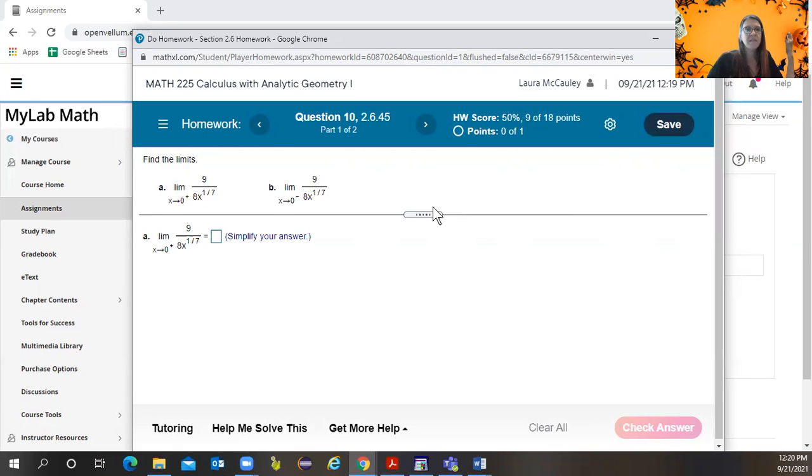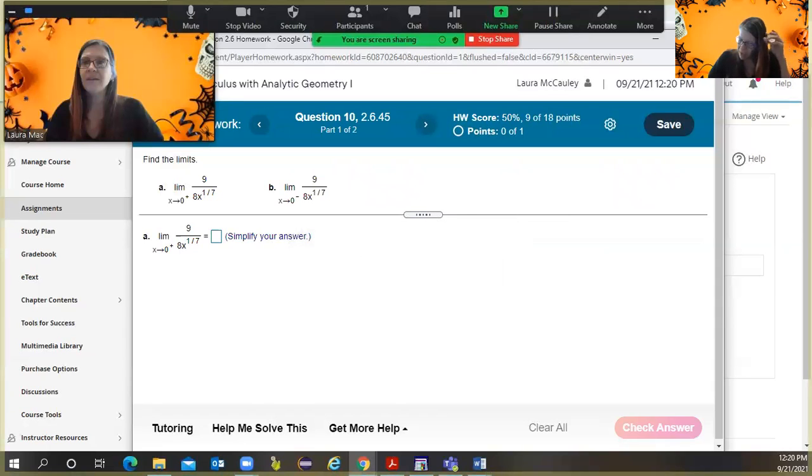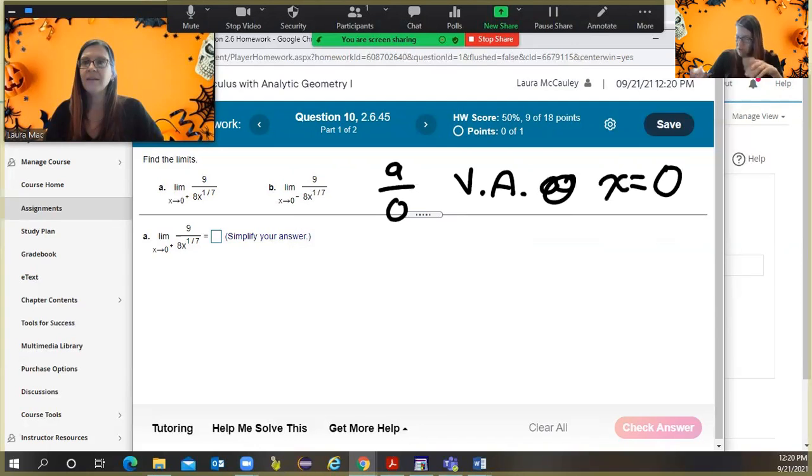All right, we'll do one more and then stop this one for now. So this one, we're coming into 0 from both directions. Notice if you plugged the 0 in, you would get 9/0. So because we're getting 9/0, we know that we have a vertical asymptote at x equals 0. We just have to figure out whether it's going to be positive or negative. Notice this is a 7th root.